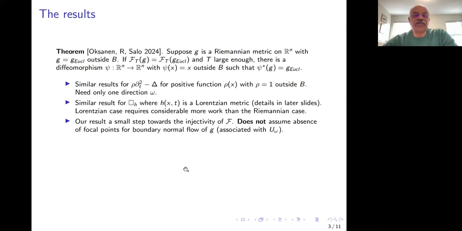Associated to this, there are these solutions U sub omega. They are Lagrangian distributions, and associated to them there is this boundary normal geodesic flow. A lot of the work, which I'll talk more about, can be done under the assumption that the boundary normal geodesic flow does not have any focal points. We do not make any such assumption. And that is the significant part about our result, that we do not need to make any assumptions about the metric G having some particular flow or not having any focal points. That's perhaps the most significant aspect of this result.